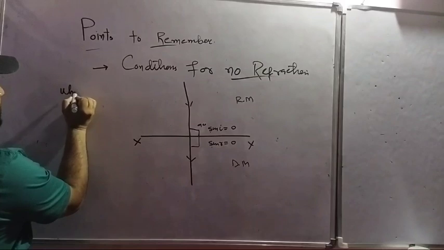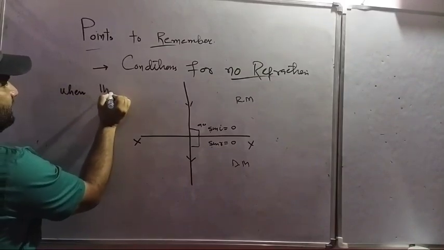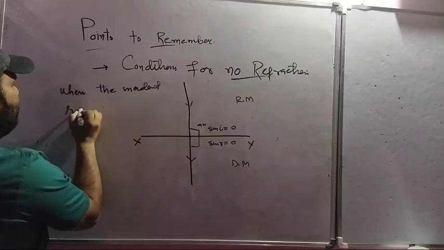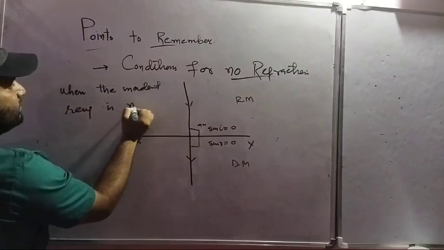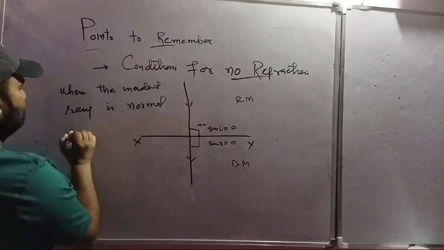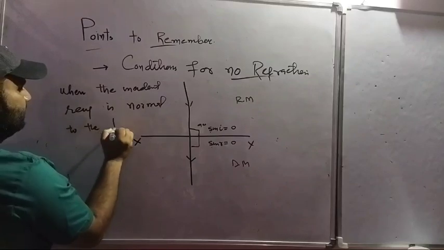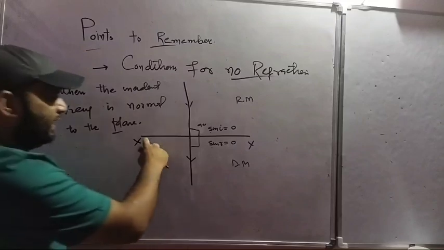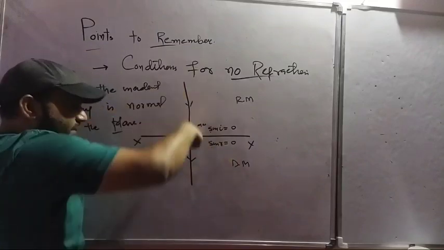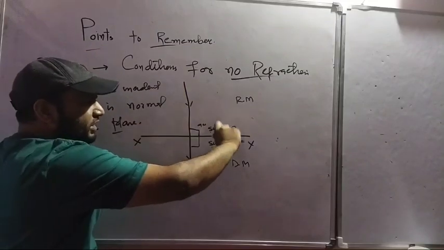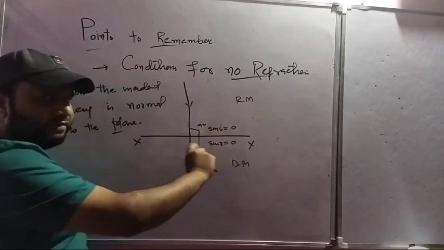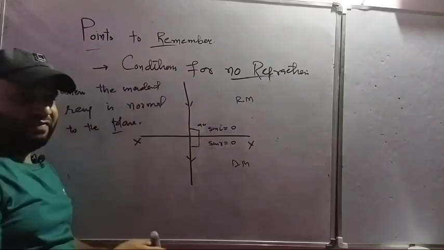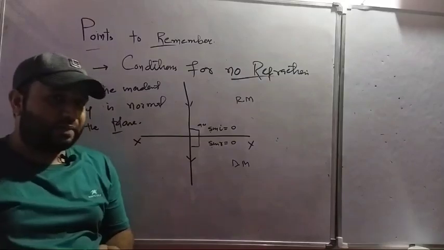When the incident ray is normal to the plane या टू द मीडियम. आप लिख सकते हो जिस मीडियम में इसको जाना है उसका जो प्लेन है ये वाला इंटरफेस अगर ये नॉर्मल है तो angle sin of incidence is 0, sin of r, that is refraction, is also 0, so it cannot, it gets undeviated.